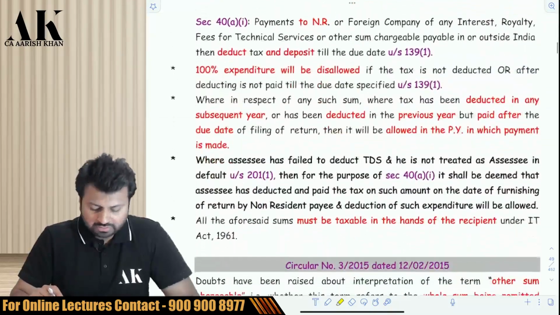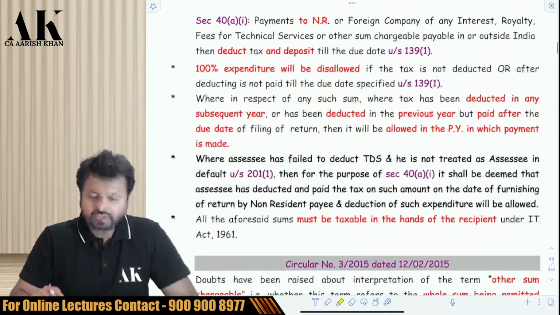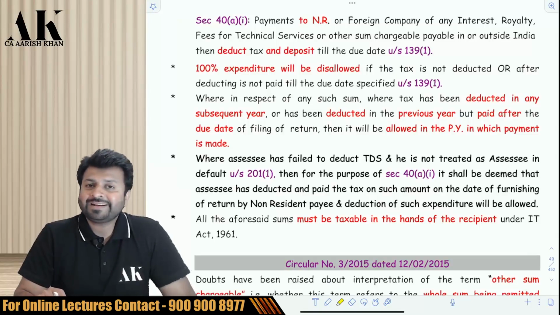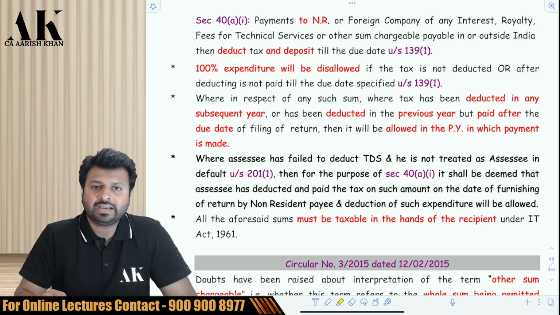Now let us move on to section 40 small a. The first thing which we need to understand over here is the TDS implications. When you make a payment to any resident or even to non-residents, and the income is chargeable to tax in the hands of the other person, then you have to deduct TDS, you have to pay TDS.